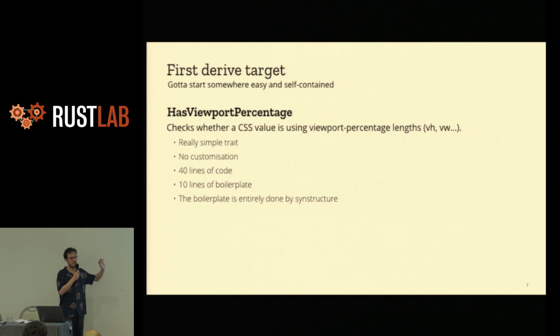The deriving requires no customization. I didn't implement any Rust attribute that you would decorate your variants in your enum or structures or fields or the type itself. So it was a good first case. And as I will show later, the boilerplate is entirely covered by Synstructure. It's really, really helpful as a crate.